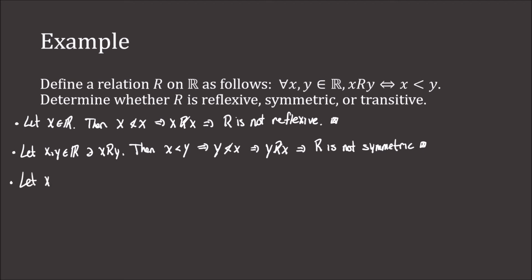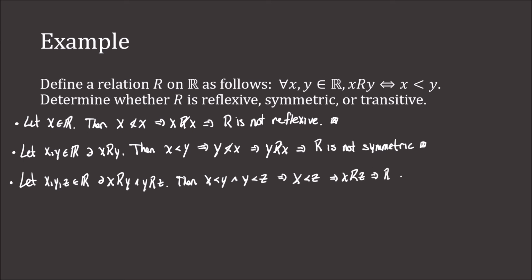Now let's look at three real numbers, x, y, z, such that x is related to y and y is related to z. Then x would be less than y and y would be less than z. This would mean that x is indeed less than z as well. So we have x is related to z, which means R is transitive. Now this relation is known as the less than relation. So the less than relation is not reflexive, not symmetric, however it is transitive.